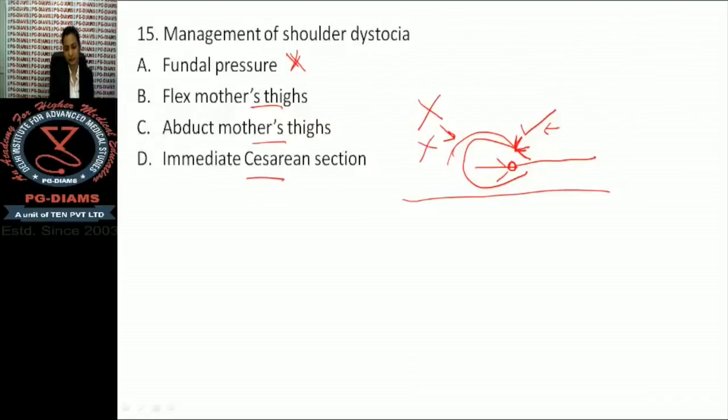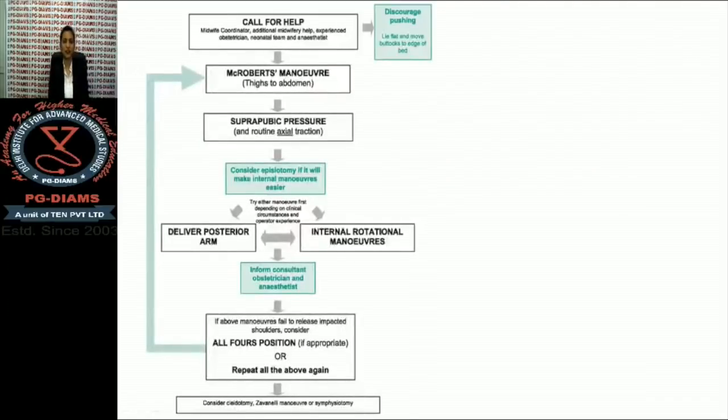We'll first see the algorithm for management of shoulder dystocia. So you have shoulder dystocia, first thing you do is you call for help, because alone you will not be able to handle. You call midwife, obstetrician, pediatrician, your senior, all those things, you will collect everyone. That is what we do in gynecology. We shout and call everybody. So call for help, and that's important here. The second thing you do is McRoberts maneuver.